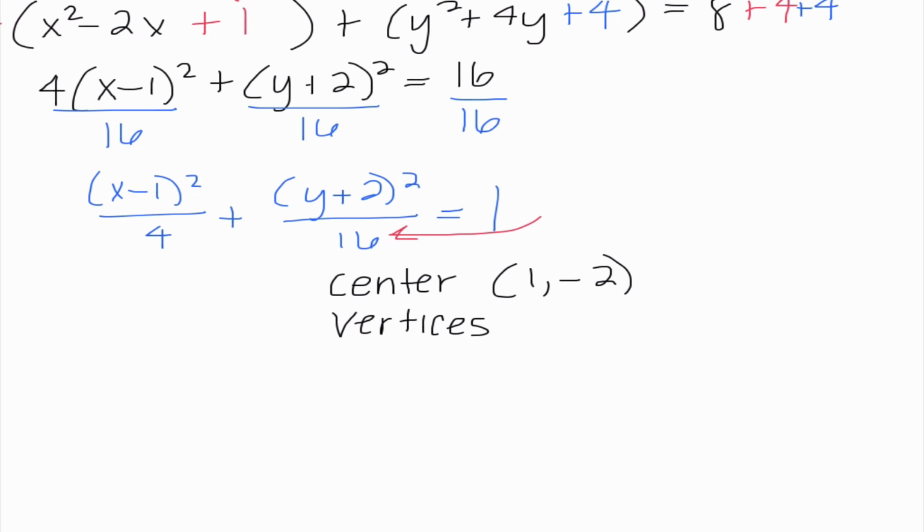This 16 means I'm moving 4 in the y direction, which would be up and down. So technically, that means I'm going to add 4 to the y value and subtract 4 from the y value. So I would get 1, 2, and 1, negative 6.